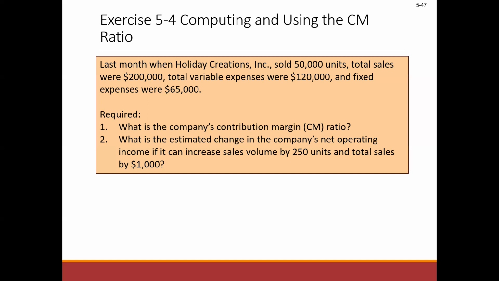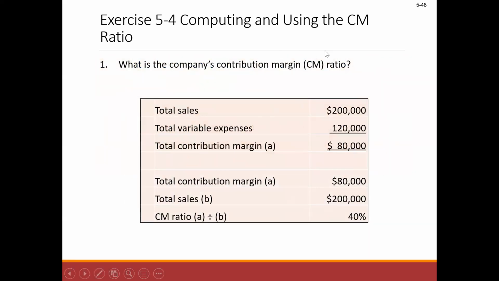So what is the company's contribution margin ratio? 200,000 minus the 120 gives us 80,000. 80,000 divided by the sales means our contribution margin is at 40%. Got it?